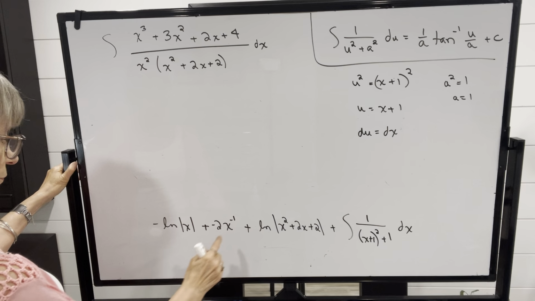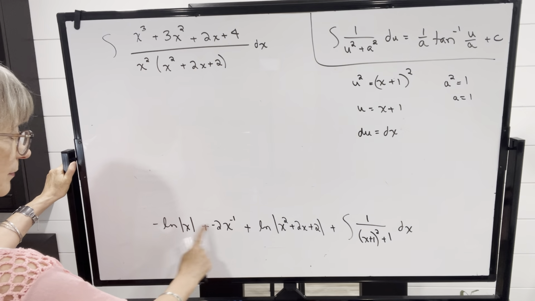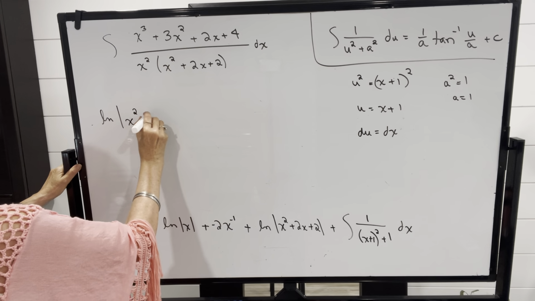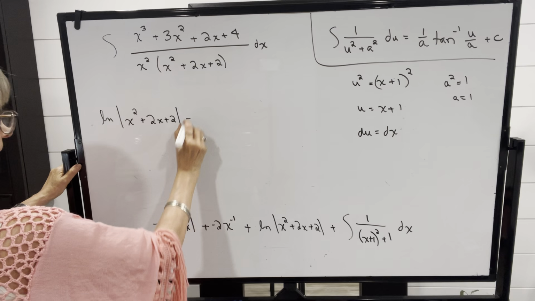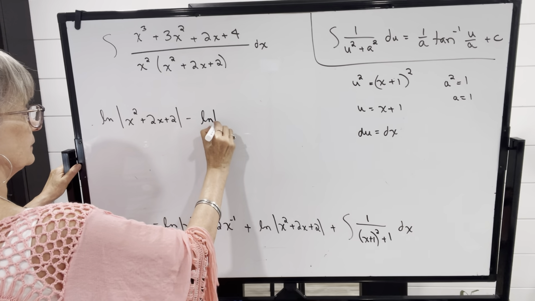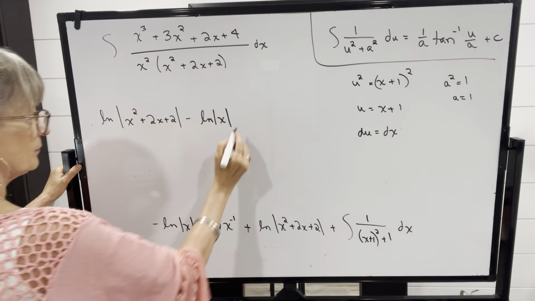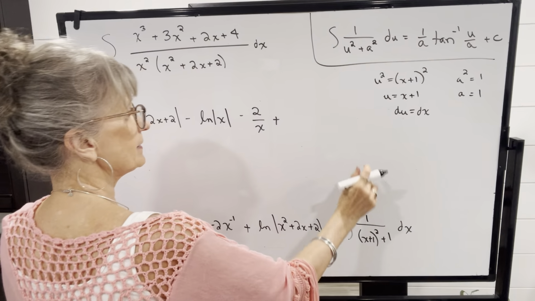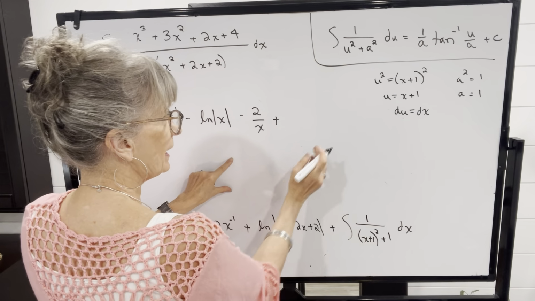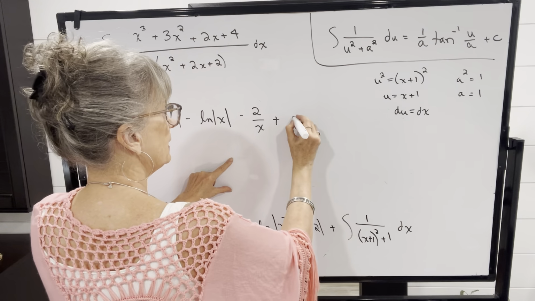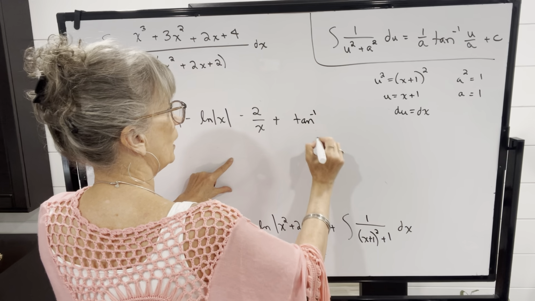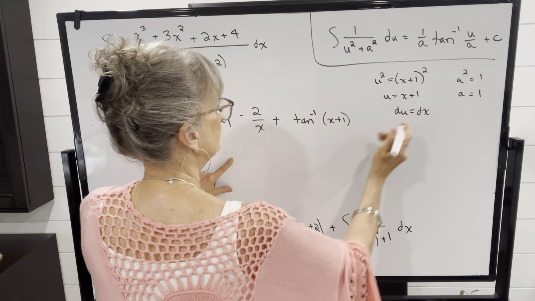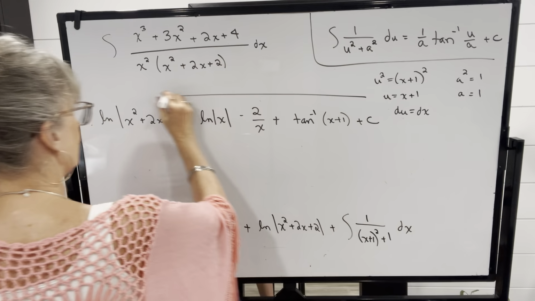The other thing I want to do is I want to write my log terms together, and I'm going to put the positive 1 first. So I have the natural log of x squared plus 2x plus 2 minus the natural log of x minus, I'm going to write that as 2 over x. Now I'm going to integrate this using this pattern. So it would be 1 over a is 1, so it'll just be a 1, times the inverse tan of u, which is x plus 1, over a, which is 1, and then I will write my constant.